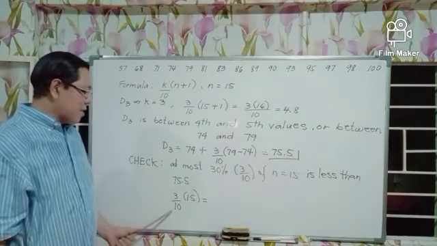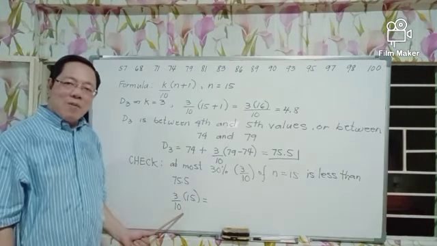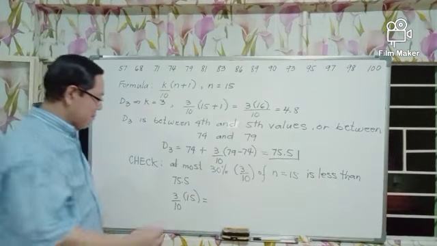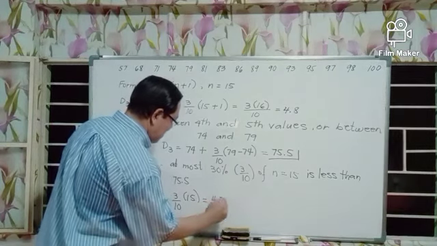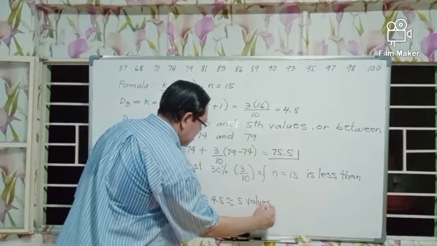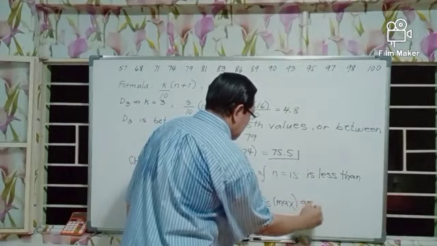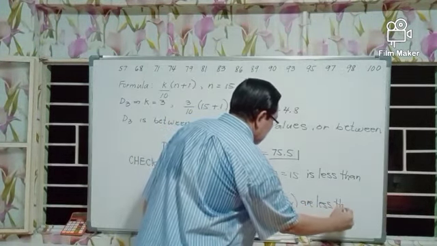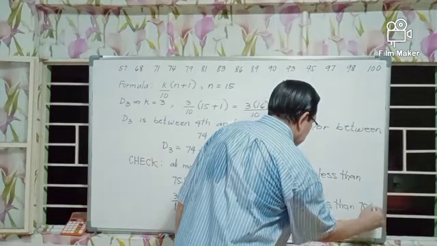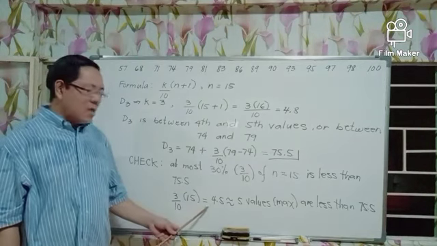30% is 3 over 10. Again, we can find this mentally. 15 divided by 10 is 1.5, and multiplied by 3 is 4.5. 30% or 3 over 10 of the number of values 15 is 4.5.